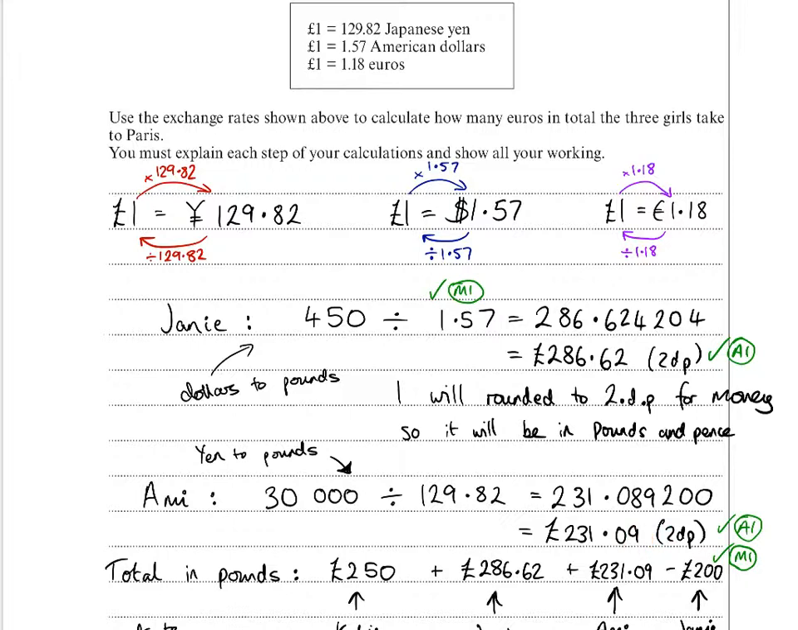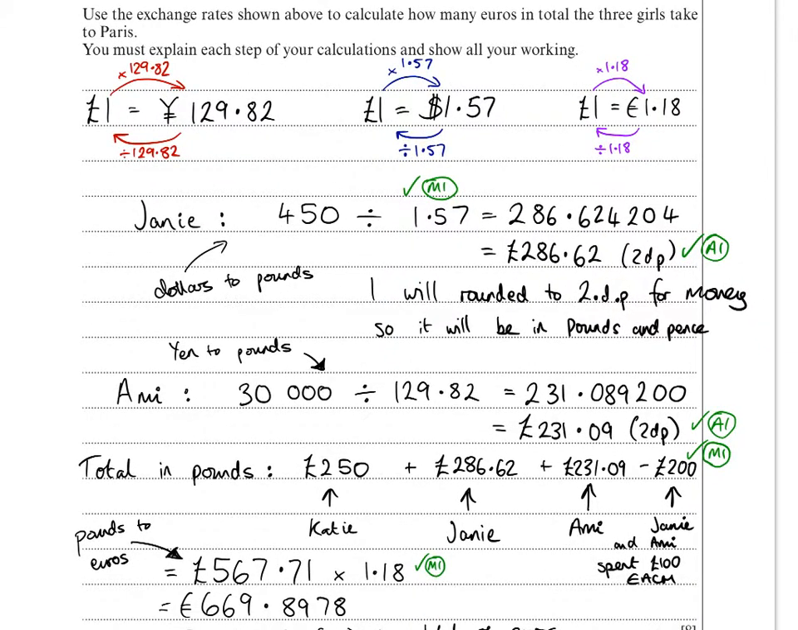Now, there's a number of different ways to go from here. I know Lloyd did one way. I know Mason did another. I know Mia did another. I was having a look through. Now, the way that I've done it, I said the total they have in pounds. I've got Kate's 250 quid, plus Janie's, sorry, 286 pounds, and Amy's 231 pounds, and their pence as well. Okay? But then I subtracted 200 pounds.